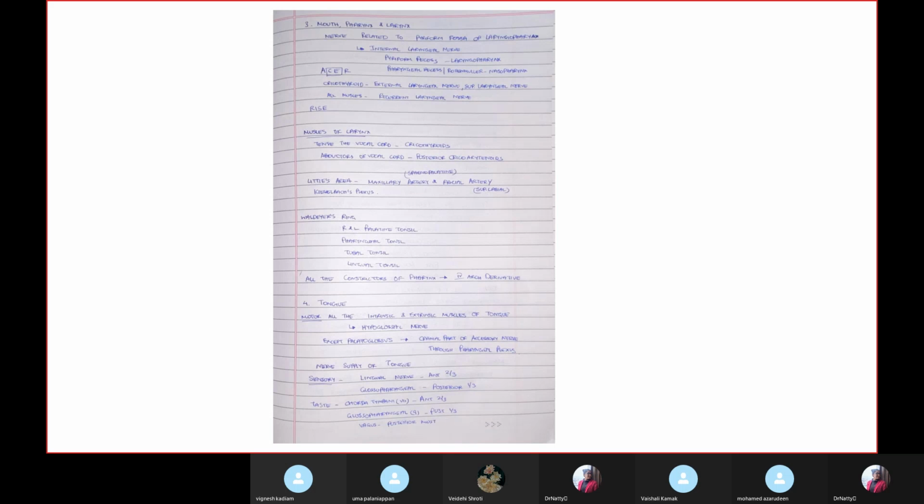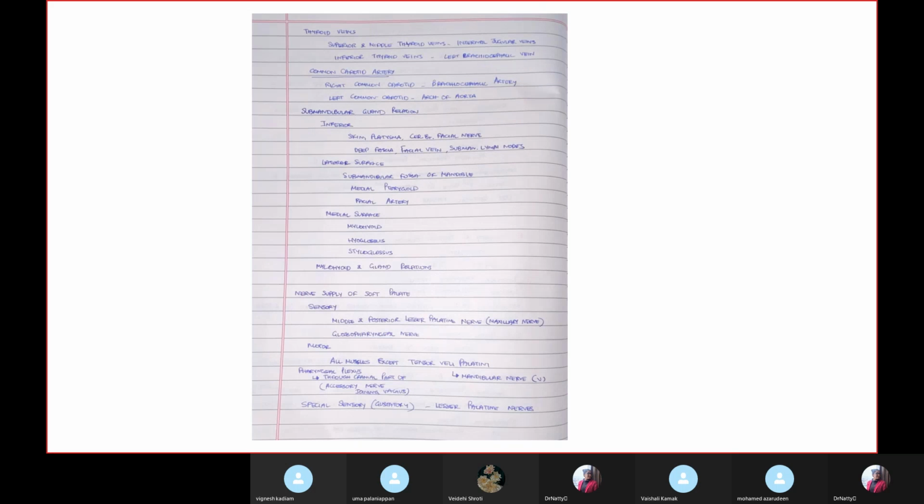Then we have Waldeyer's lymphatic ring, comprises of 4 groups of tonsil, which includes the right and left palatine tonsil, pharyngeal tonsil, tubal tonsil and lingual tonsil. All the constrictors of pharynx, they are a 4th arch derivative. All the other arch derivatives, it is understood. If it is not, just go through the tabular column for the pharyngeal arches derivative.